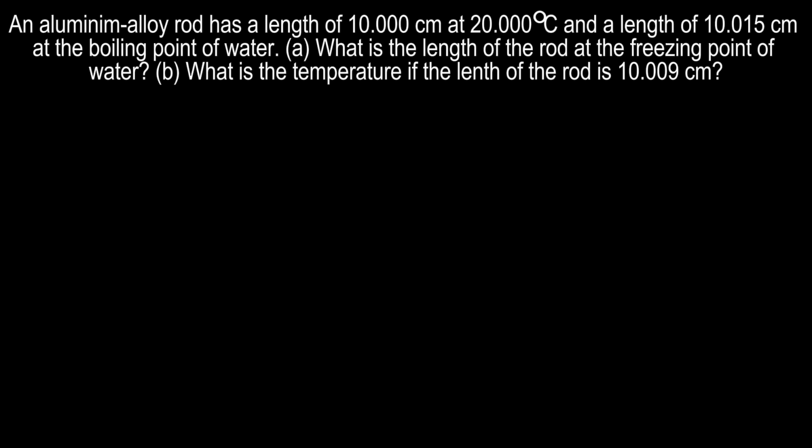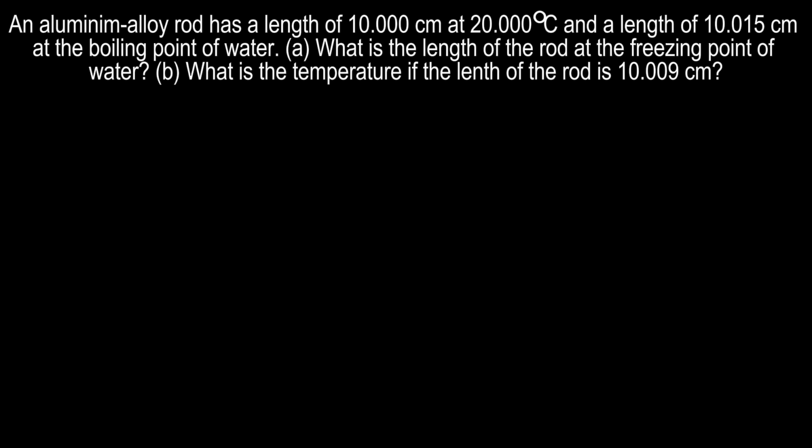So today we're going to try and answer a problem on thermal expansion. So here is the problem. An aluminum alloy rod has a length of 10 centimeters at 20 degrees Celsius and a length of 10.015 centimeters at the boiling point of water. What is the length of the rod at the freezing point of water? Then, what is the temperature if the length of the rod is 10.009 centimeters?